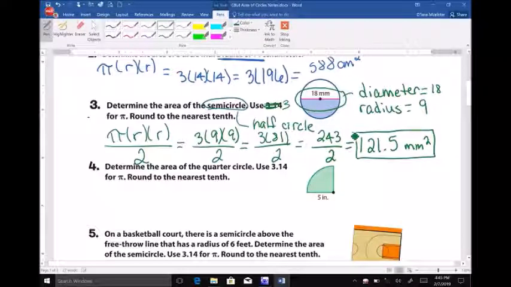Do we have any questions finding the area of a semicircle, or better known as a half circle?